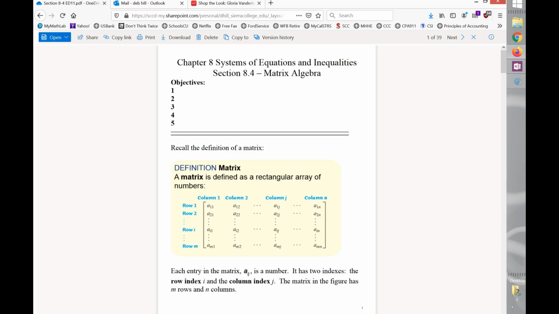Section 8.4 is the last section we're going to do in Chapter 8, which is Systems of Equations and Inequalities. And we're going to look at matrix algebra. And we have 5 objectives here.